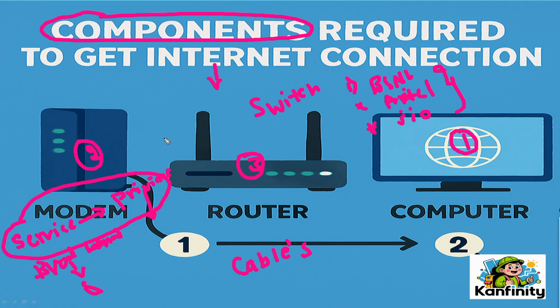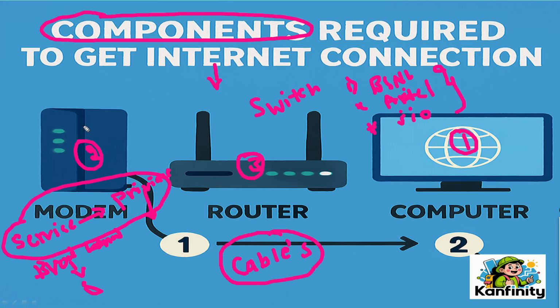We need some requirements here. Suppose we need one computer, then a modem, then a router and cables. The cables are the medium of communication. We want to connect one device to another device. Yes, the cables are very important.